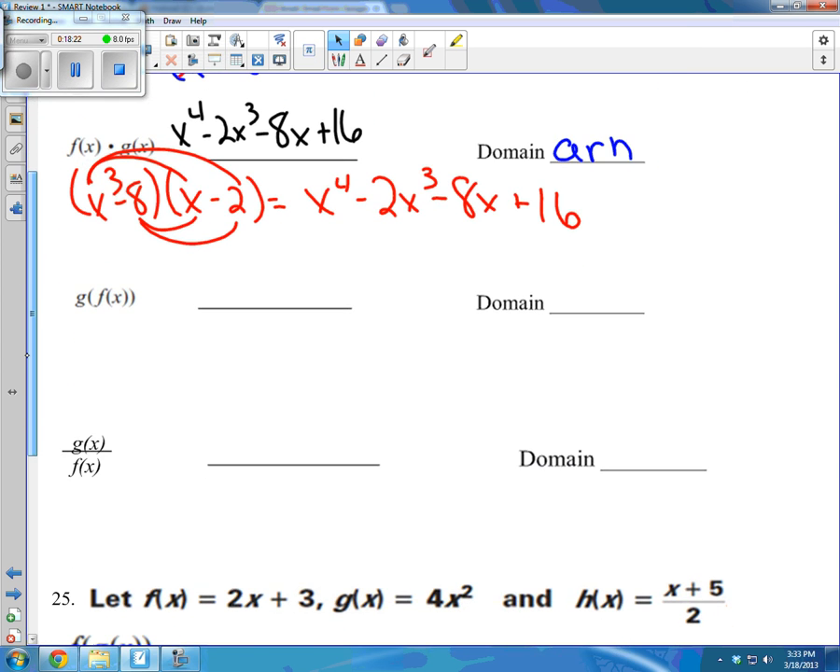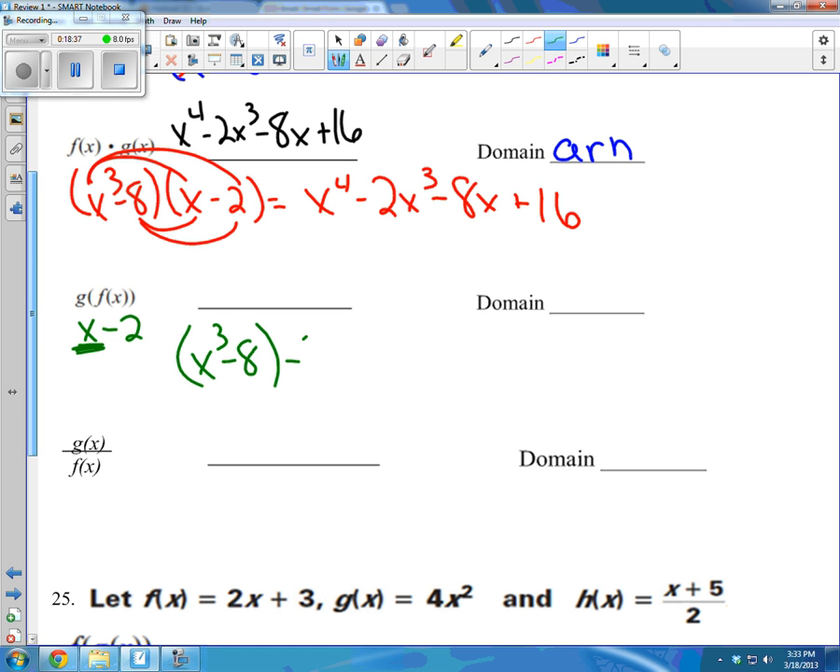All right, on the next one, I'm going to take f of x, which is x cubed minus 8, and put it into g of x. So when I put it into g of x, which is this x minus 2, it is going to completely replace that x. So here it goes. And then I'm just going to clean it up, and I can turn that into x cubed minus 10. Again, is x in a denominator, x in an even root, or both? The answer is no, so I have all real numbers.